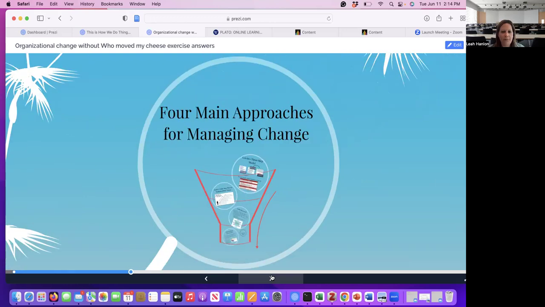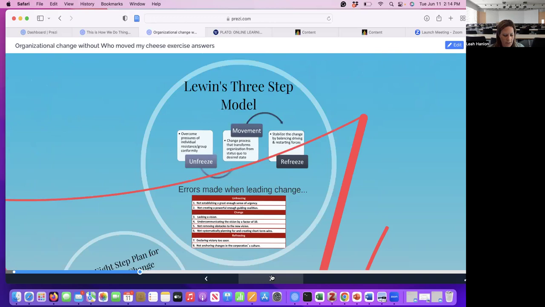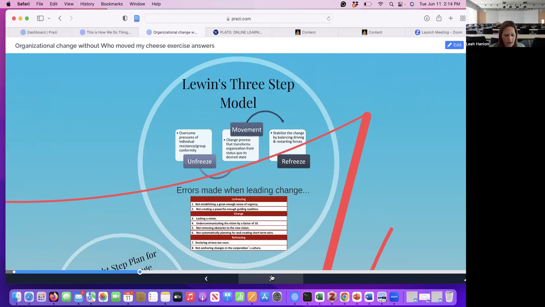There are 4 main approaches for managing change. In Lewin's 3-step model, this is Kurt Lewin who suggested this model, and he argued successful change follows 3 steps. There's the unfreeze stage, which is the status quo. There's the movement stage, and then the refreeze stage. Driving forces must be increased, restraining forces decreased, and restraining is people questioning the need for the change.